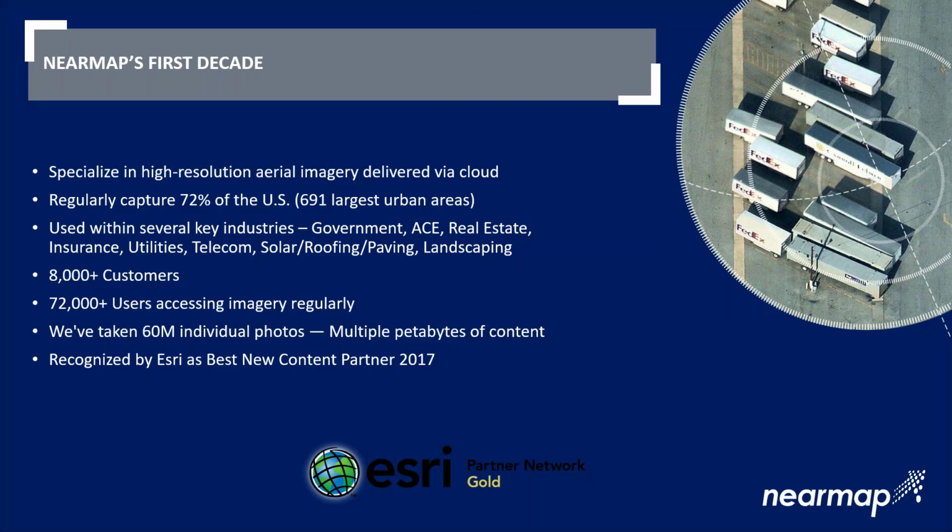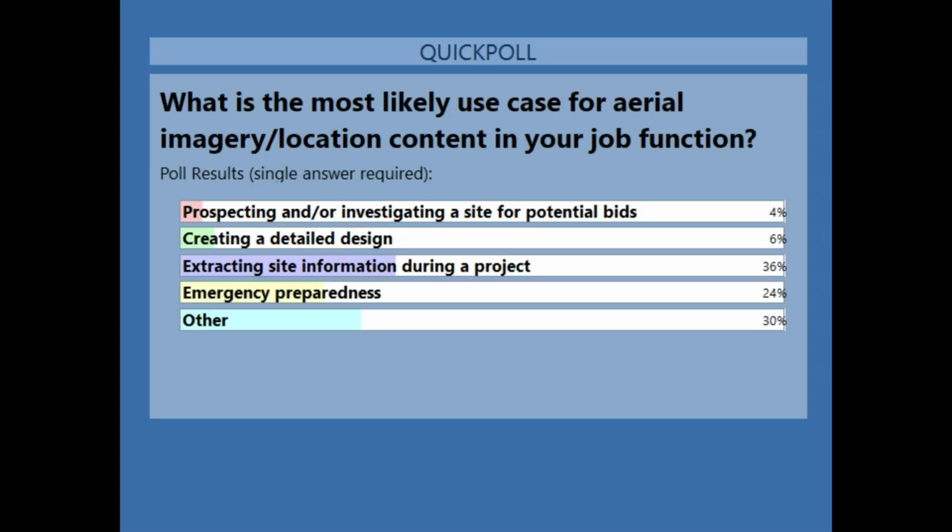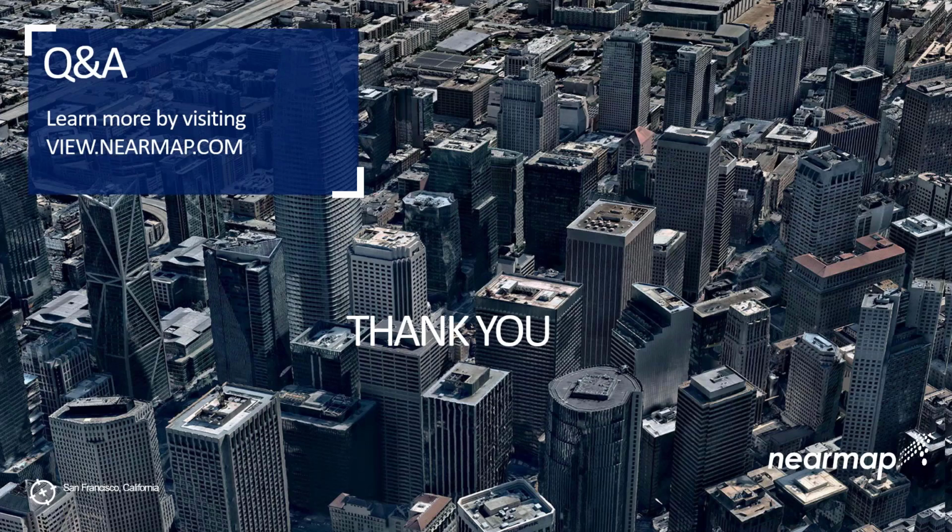I believe we have a polling question right now that I'm going to pause and hand it. 36% is winning for extracting site information during a project. And looks like in second place is the mysterious other, Charles. Maybe you can find out what that is. Okay. Thanks for sharing, everyone. And back to you, Charles.